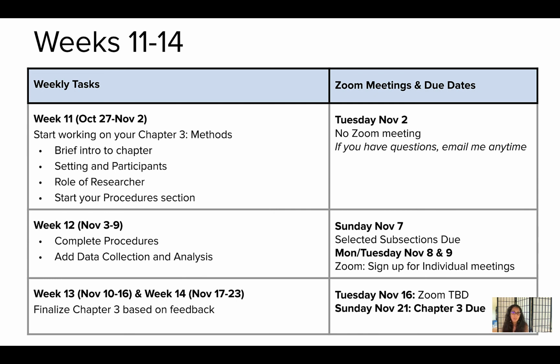on Zoom. So rather than having a class meeting on Tuesday, I will have a sign-up sheet where you can sign up for individual meetings on Monday, November 8th and Tuesday, November 9th. If it turns out that none of the slots that I have up work for you on those 2 days, you can also email me and we can set up a time that works for you. I will be meeting with you individually after a couple of weeks to give you feedback on where you are. And then after that, you will have a couple more weeks to finish up Chapter 3 based on my feedback and based on what you've done.